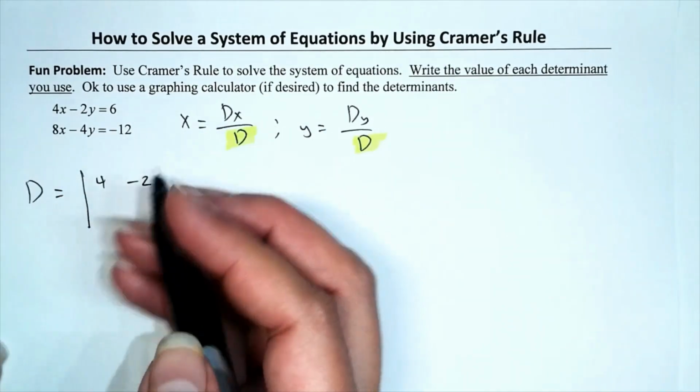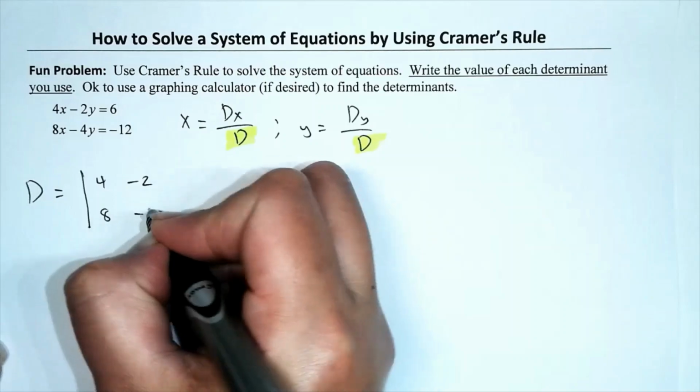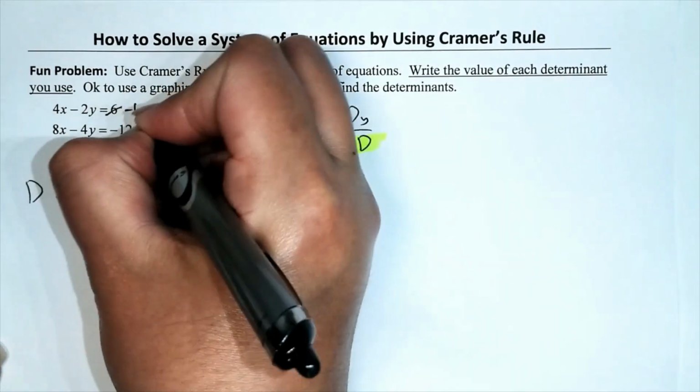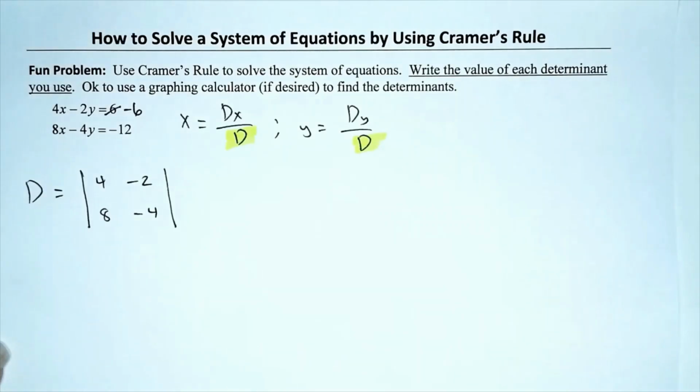Row 2 will be 8, -4. And I forgot that I needed to update this problem, so this should be a -6 in order to get the answer that I'm looking for. So let's go ahead and find the determinant.